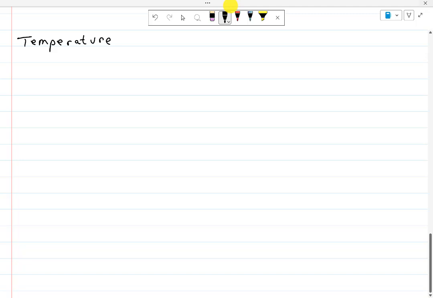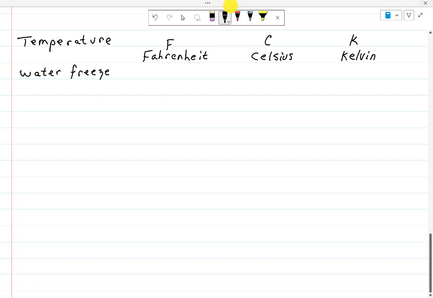For temperature, we have 3 different systems of measurement. And what we're going to be doing is looking at some important temperatures. We have water freeze. And what I'm going to do is we're going to keep track in Fahrenheit, which we'll use the letter F for that one. Celsius, we'll use the letter C for that one. And then Kelvin. This is a specialized measurement that scientists mostly use. It's certainly not used normally by any humans that I know of.